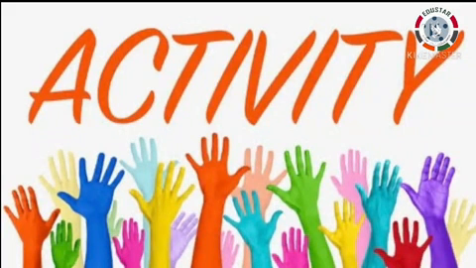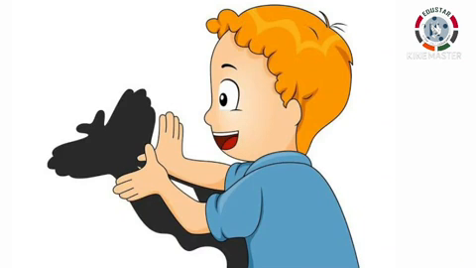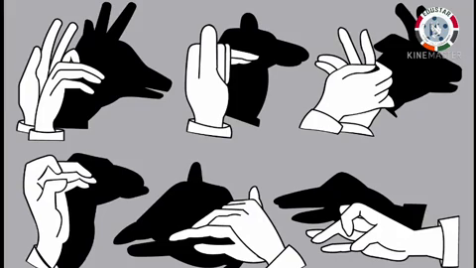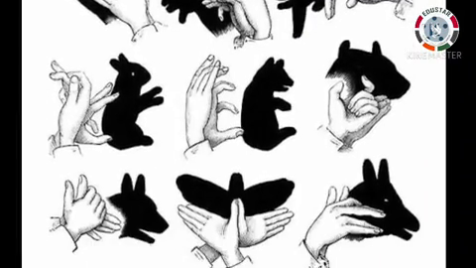Now let us perform an activity to form different shapes of shadows. In a dark room, shine a torch on a white wall. Form different shapes of shadows by placing your hands in the path of light. Try to form some animal shadows and identify the animals by their shadows.